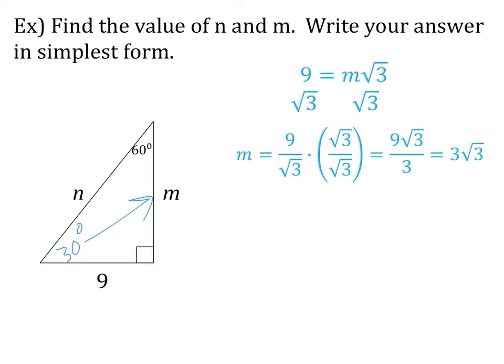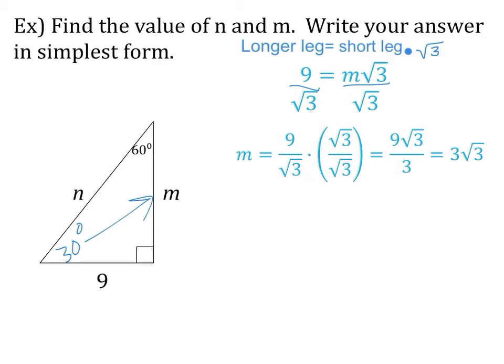So we know that the relationship is that the longer leg is going to be equal to the shorter leg times square root of 3. So you substitute 9 for the longer leg, m for the shorter leg, and it's always times square root of 3. So now we need to solve for m, so we're going to divide by square root of 3 on both sides. Again, you cannot leave radicals in the denominator. So you've got to multiply both the denominator and the numerator by the same radical. Any radical times itself will undo the radical.